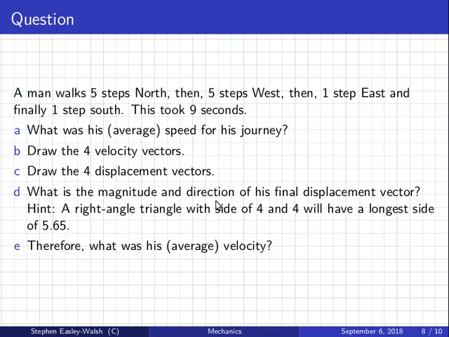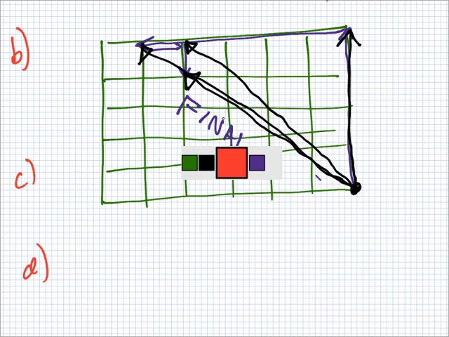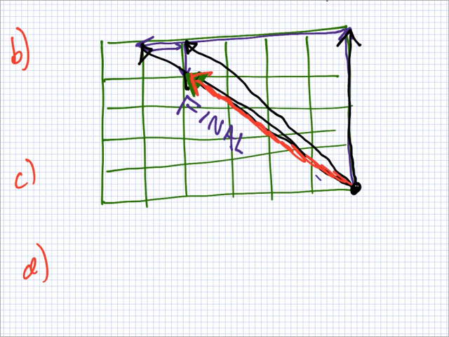What is the magnitude and direction of his final displacement? So the final one is, we said, I'll put it in red. This is the final displacement. He finishes there. Okay, now, what's the magnitude? Well, that's the length of this. What is the length? Well, it looks like it's roughly 1, 2, 3, 4 boxes, doesn't it?